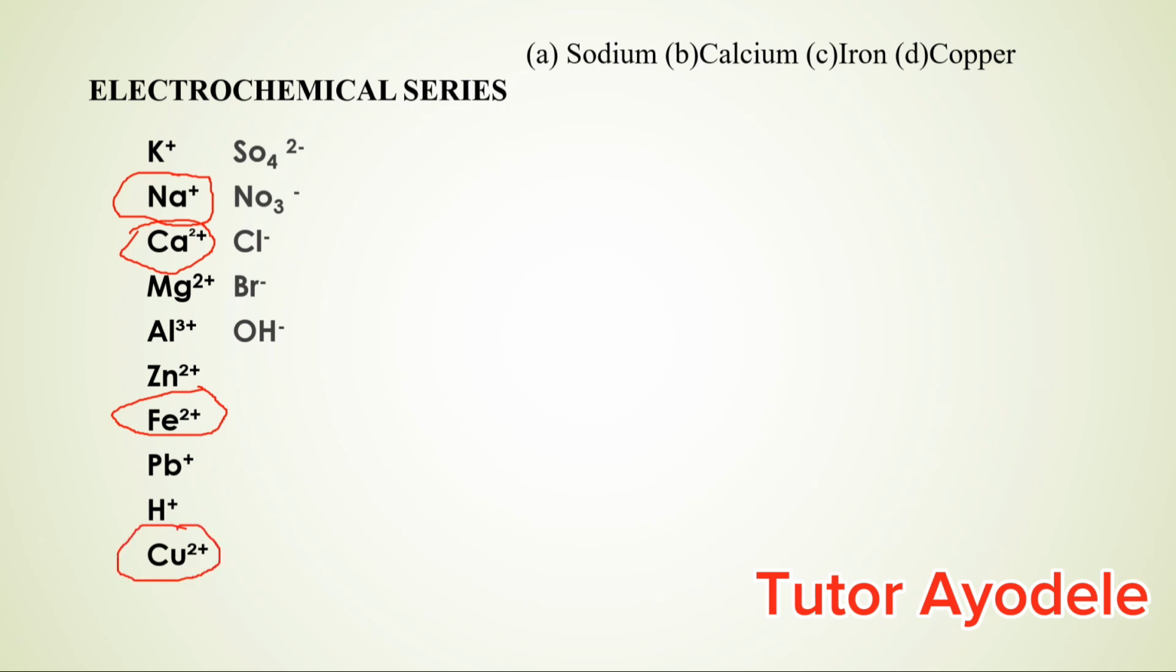Now from these four ions, we have been asked which of these will not be able to displace hydrogen. If you check the sodium ion, calcium ion, and iron, they are above hydrogen in the electrochemical series, while the copper ion is below hydrogen in the electrochemical series. Because of this, the elements above hydrogen are going to displace hydrogen in any reaction at all.